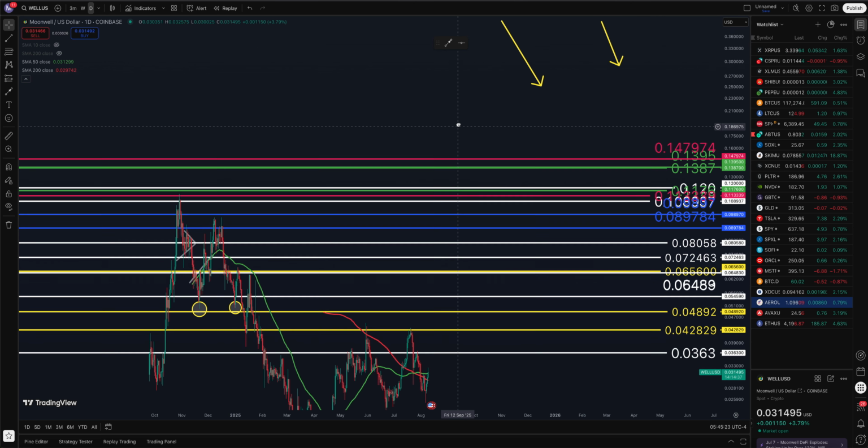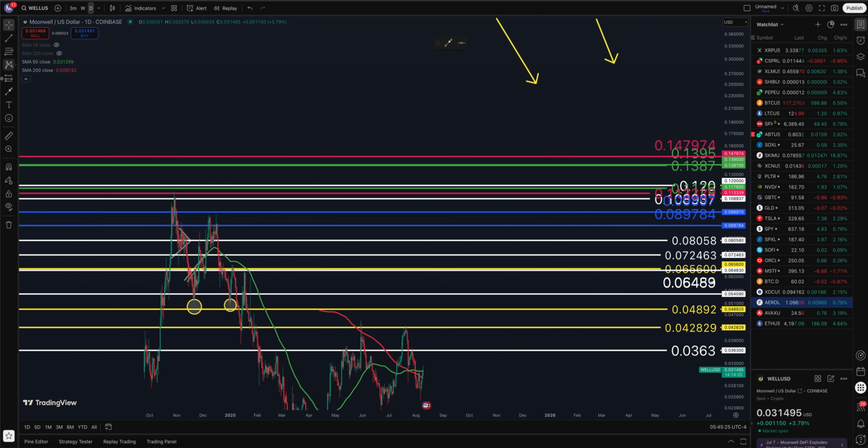Now that's what I see. I think that's pretty realistic in a true alt season, and it's probably pretty conservative. People probably are thinking it's going much higher, but let's not make a mistake here. This thing's at 3 cents right now.